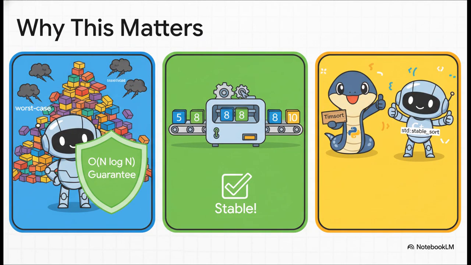So what's the big takeaway here? Why does this all matter? Well, merge sort's guaranteed speed makes it a rock-solid choice when you're dealing with huge datasets and you just can't afford a slowdown. Its stability is an absolute game-changer for complex, multi-level sorting jobs. And this isn't just some academic idea. It's so good that it's a key ingredient in super optimized sorting algorithms that you use every single day, like the stable sort function in C++ or as part of Python's timsort.